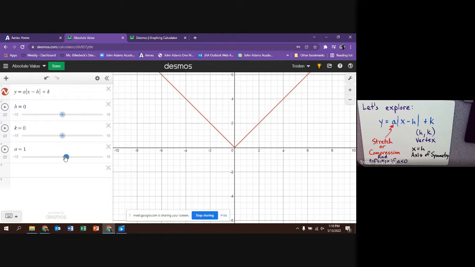So as we stretch it, A is greater than 1. So watch how these lines get closer to the y-axis for a vertical stretch. So that's a vertical stretch.